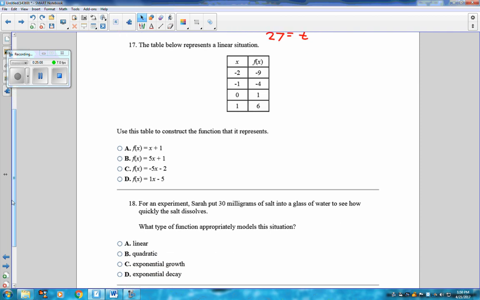17. Use this table to construct the function that it represents. If I notice, to get from negative 9 to negative 4, I'm adding 5. To get to negative 1 to 4, I'm adding 5. From 1 to 6, I add 5. Because I'm adding the same number each time, I know I'm going to use the function y equals mx plus b. My m is my rate of change or my slope, so it's going to be 5x plus my y-intercept, which in this case is 1. So my function is going to be B.